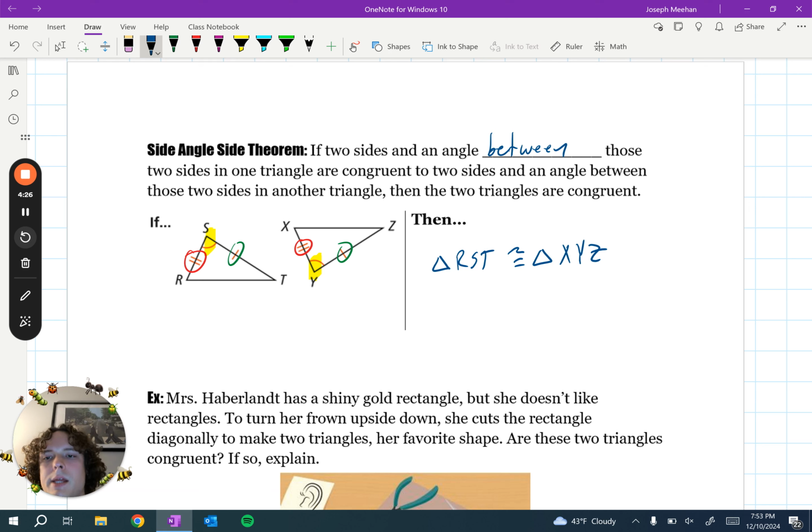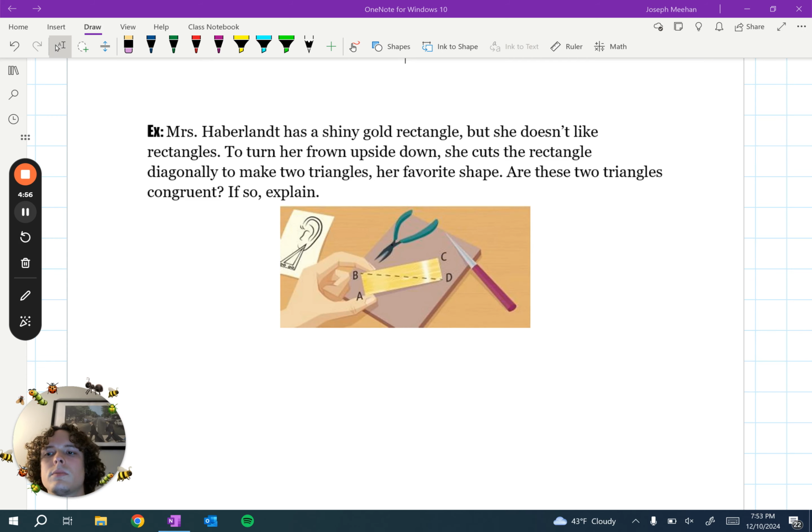For the side-angle-side theorem, again, it's kind of in the name. You need a side, an angle, then a side, where the angle is in between those two sides. And you can even make a note: the angle has to be in between those two sides, or else the theorem does not work. If you have an angle, then a side, say instead of the yellow angles we had these blue angles right here, that would not work. We need the yellow angles in between the two sides that we have.